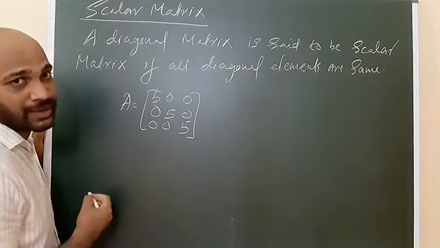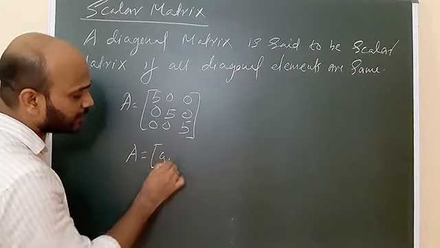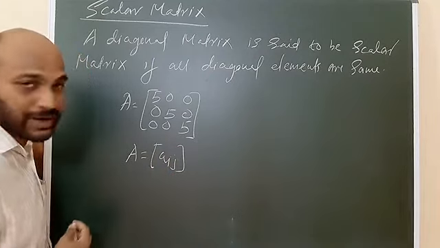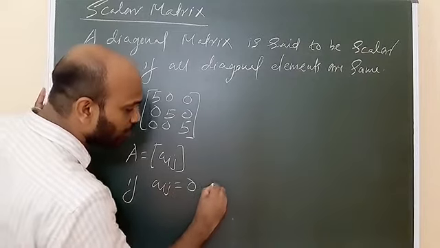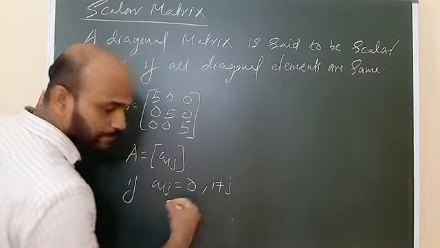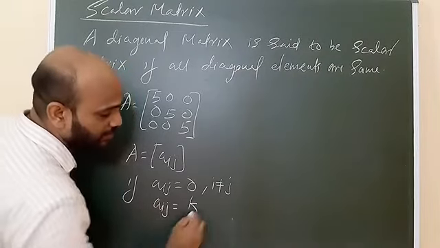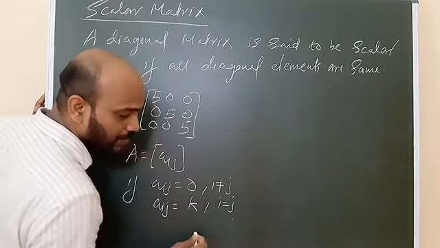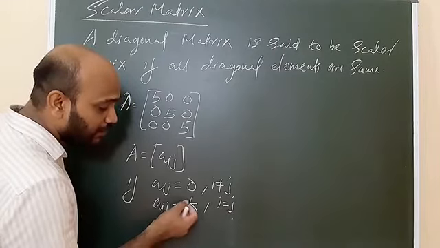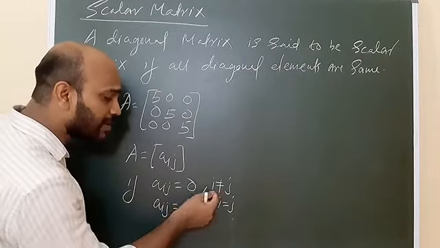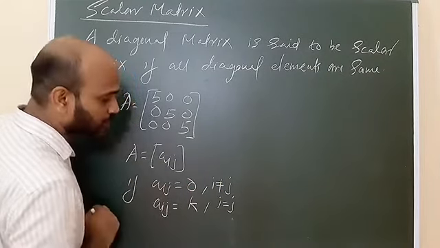Generally, a scalar matrix we can define like this. A square matrix A equal to [Aij] is said to be a scalar matrix if Aij equal to 0 for i not equal to j, and Aij equal to a constant if i equal to j. I equal to j means A11, A22, A33 will be a constant. In all other cases, it should be 0. For i not equal to j, Aij equal to 0.